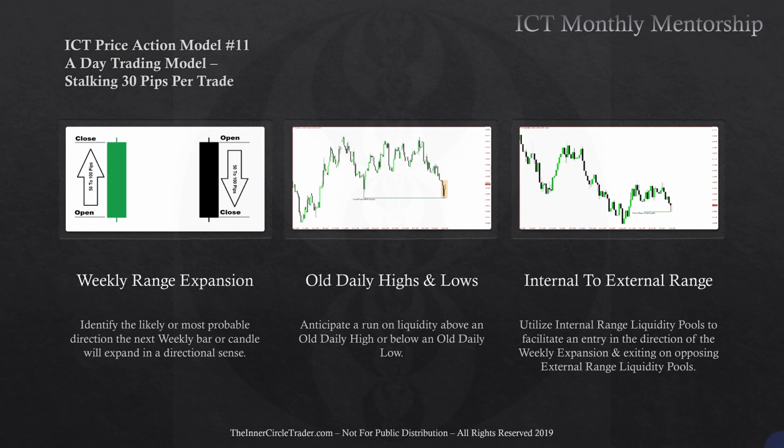Now, if you're looking at a weekly chart and it's trading really close to an old weekly low within 30 pips, that's not going to be high probability. Now, it doesn't mean you can't scalp that, but at least for this model, it doesn't fit the criteria.